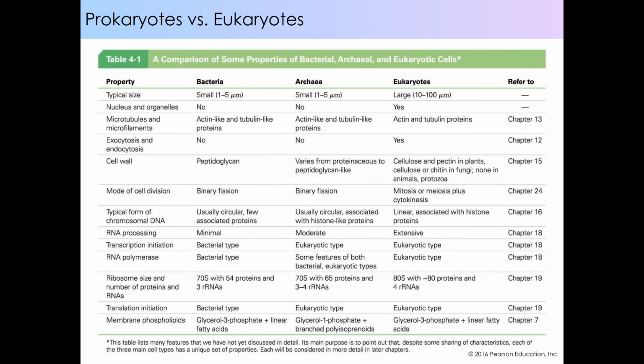I want to end this section of the lecture by pointing you to this table, which summarizes the key differences among the cells of the three different domains of life.